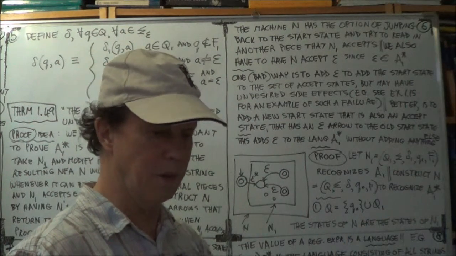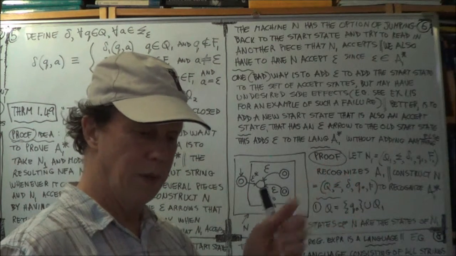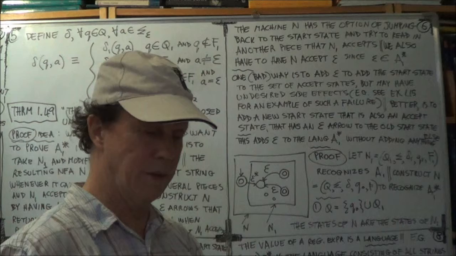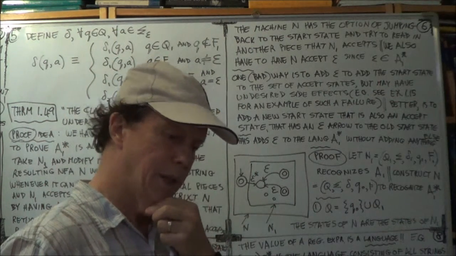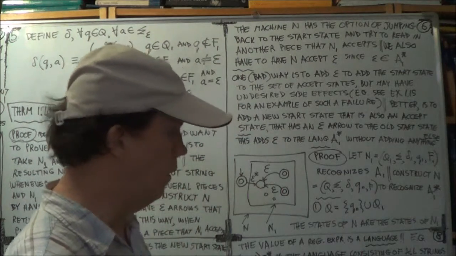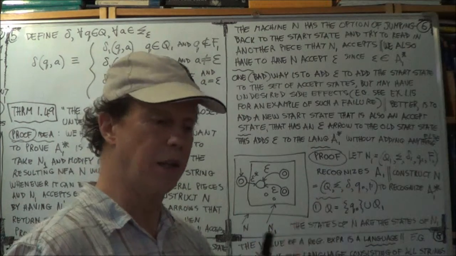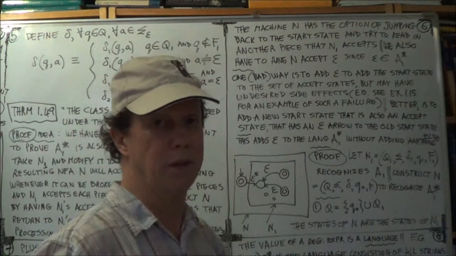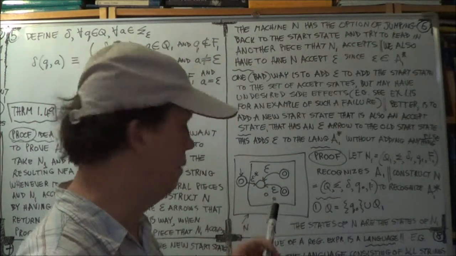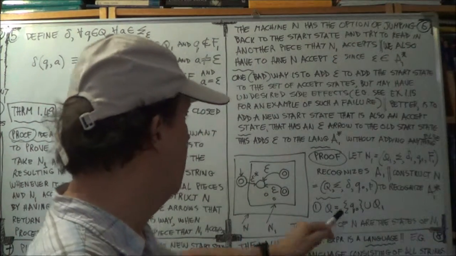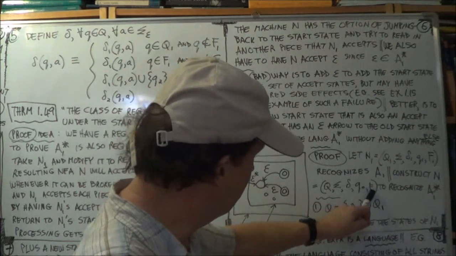Remember that a starred language is all possible concatenations of strings of that language. You could have k strings concatenated, and k could go as high as you like. So A star is effectively an infinite language, countably infinite. Okay. So we need to specify now what these are.